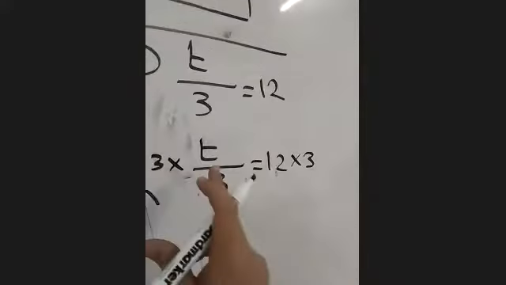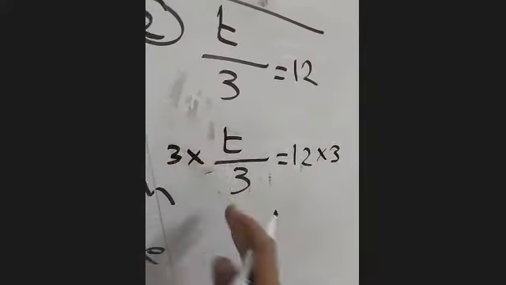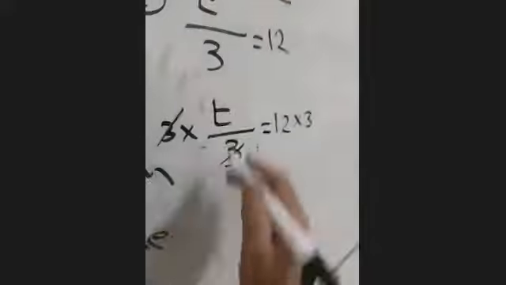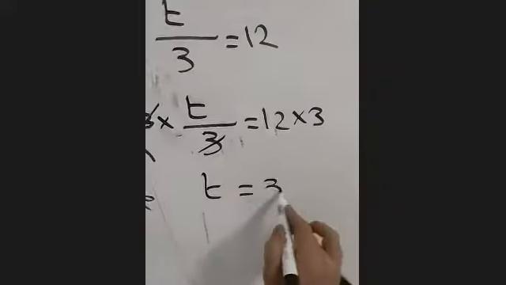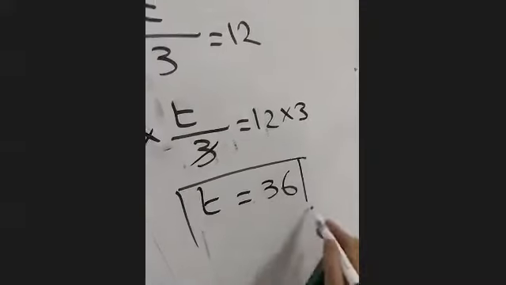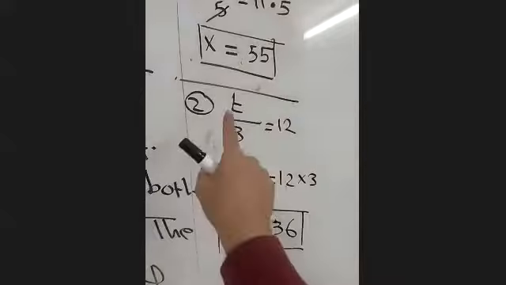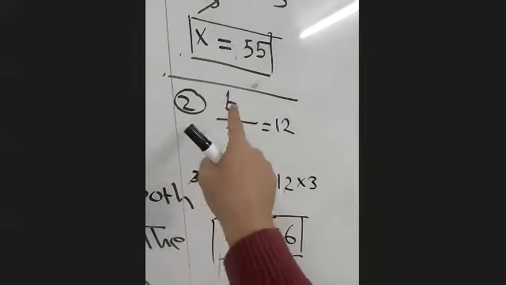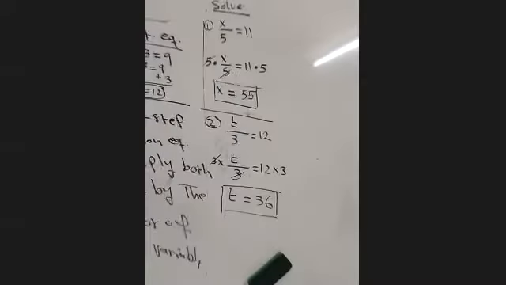Now, 3 multiply t over 3, 3t over 3 means 3 over 3, they are 1, gone, still t, equals 12 multiply 3, it is 36. This is the solution. To check our answer, take the 36 and put it in the place of the t. It will be 36 divided by 3 equals 12.